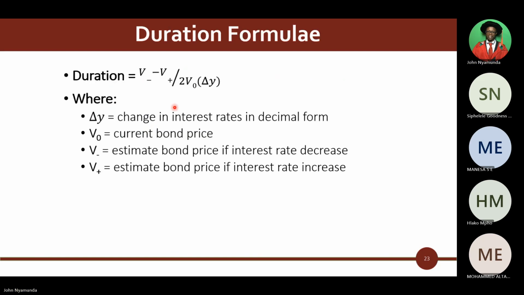Now the duration formula is this one. Let me explain. I wanted to just skip the explanation and go to the question. So, V minus, ladies and gentlemen, we're saying, what is the value of the bond when interest rates reduce? V plus, what is the value of the bond when interest rates increase? V naught, what is the current value of the bond, intrinsic value, times change in yield. So this is the formula we are going to be using. To see it in action, here it is.